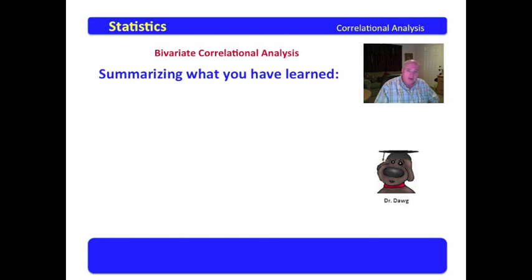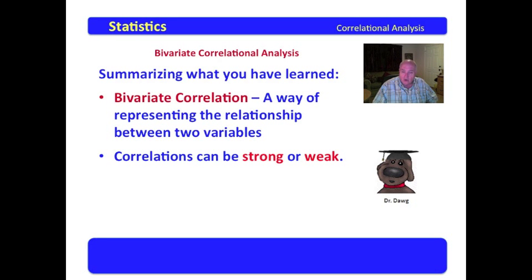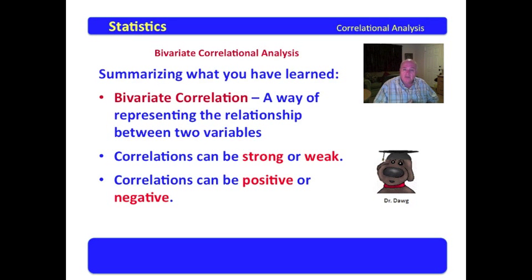Now, here's a summary of what you have learned in this video. Bivariate correlation, a way of representing the relationship between two values or two variables. If you want to impress your fans, go out and tell them, hey, I just watched a video on bivariate correlation. Sounds impressive. It just means that you're looking at the relationship between two variables. Correlations can be strong or weak. That means that they're closely tied together or not very well tied together. And then correlations can be positive or negative. Positive means they travel together. Negative means they travel against each other.